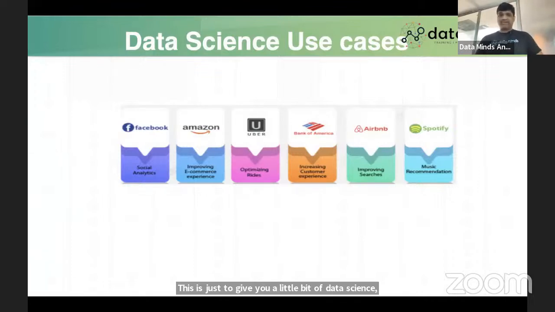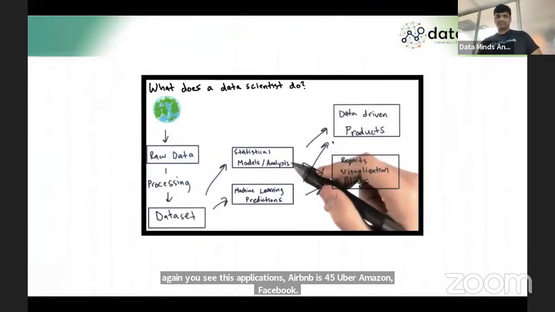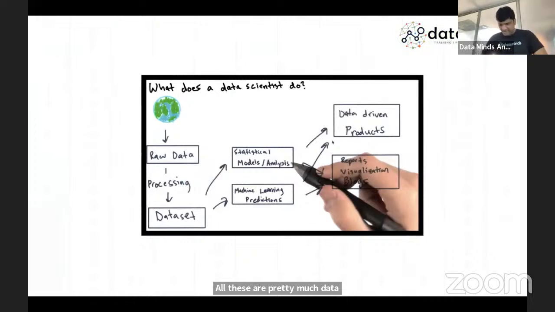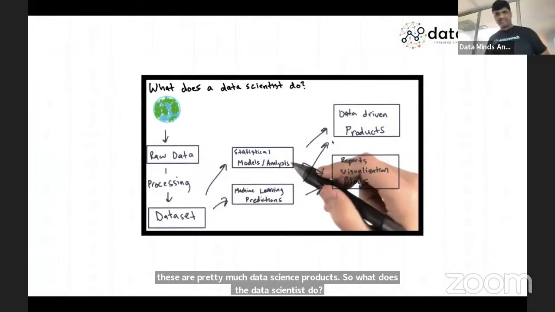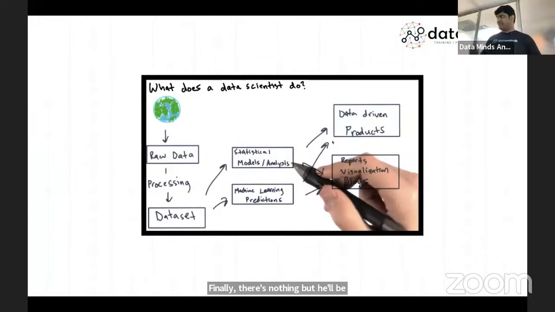But again, you see these applications: Airbnb, Spotify, Uber, Amazon, Facebook. All these are pretty much data science products. So what does a data scientist do finally? He will be having data sets, pretty much different formats of data. We have CSV, JSON, textual data, XML data. You have different formats. We'll talk about those one by one. Even people who don't know what normal textual data is, or people who don't even know what numbers are, okay, we'll be talking about those in great detail, very slowly, one by one.